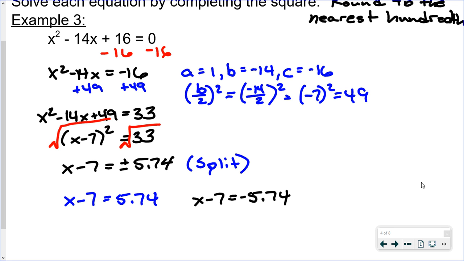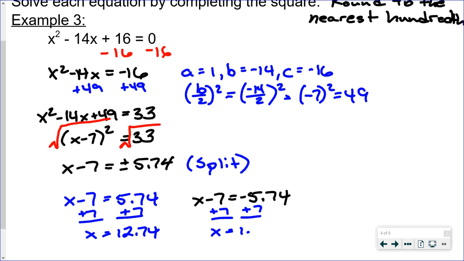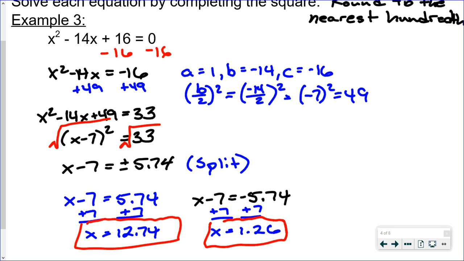So go ahead and finish solving these. So plus 7, plus 7. So x equals 12.74. Add 7 here. And x equals 1.26. And that's your solutions. So if you get a long decimal, your instructions should tell you to round it to some place value.